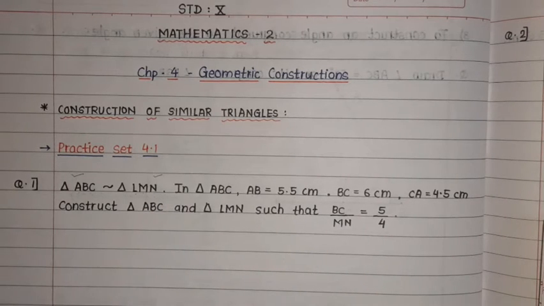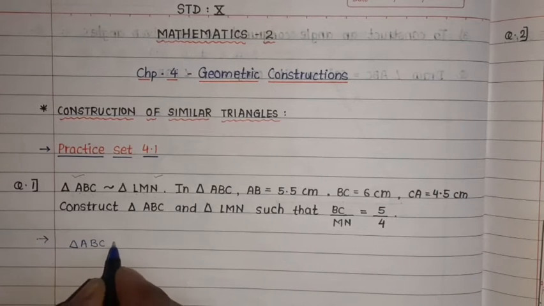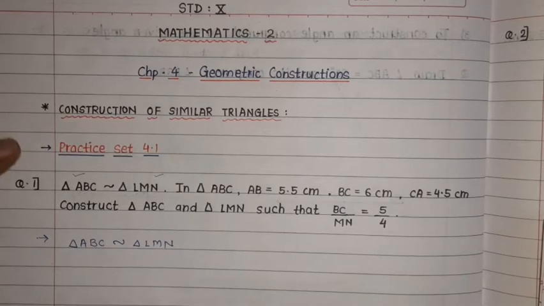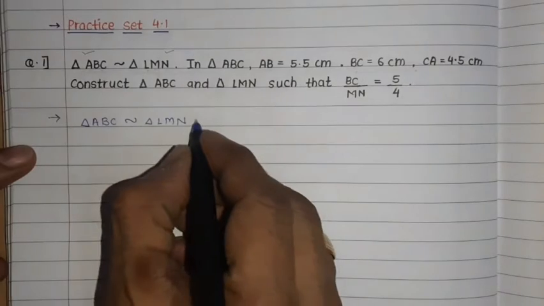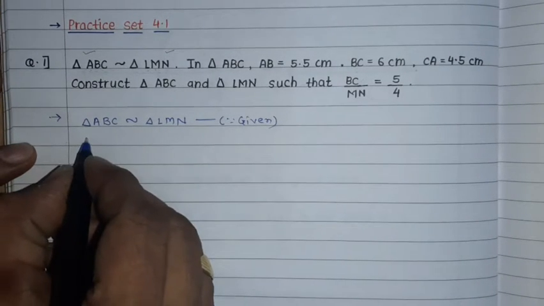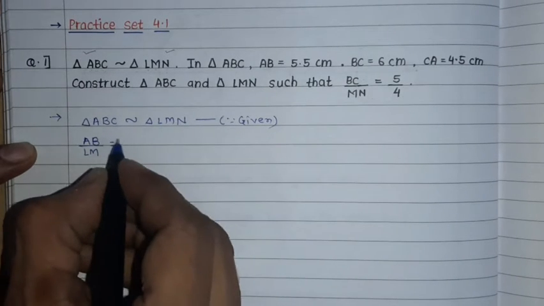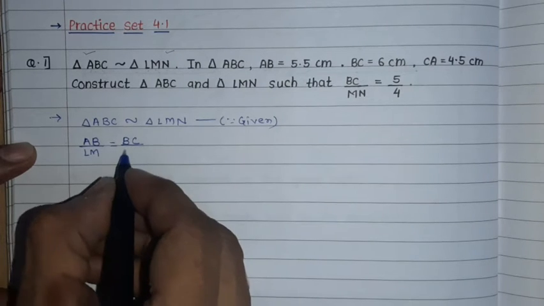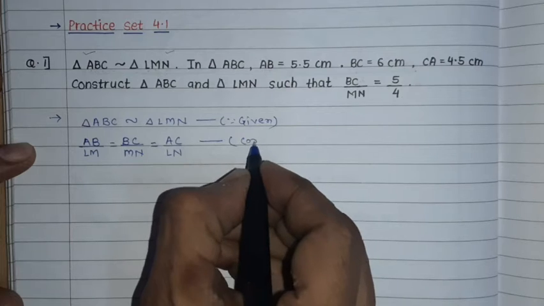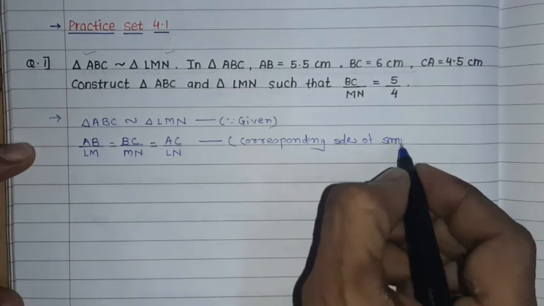Now how? See here. First, what is given? Triangle ABC is similar to triangle LMN. Why are they similar? Because it is given. Therefore, we write here, it is given. The second thing is that when these two triangles are similar, we know the property about the sides, that is AB upon LM, corresponding sides AB and LM, is equal to BC is to, can anyone tell me? Yes, correct, it is MN, is equal to AC upon LN. These are the corresponding sides of similar triangles.